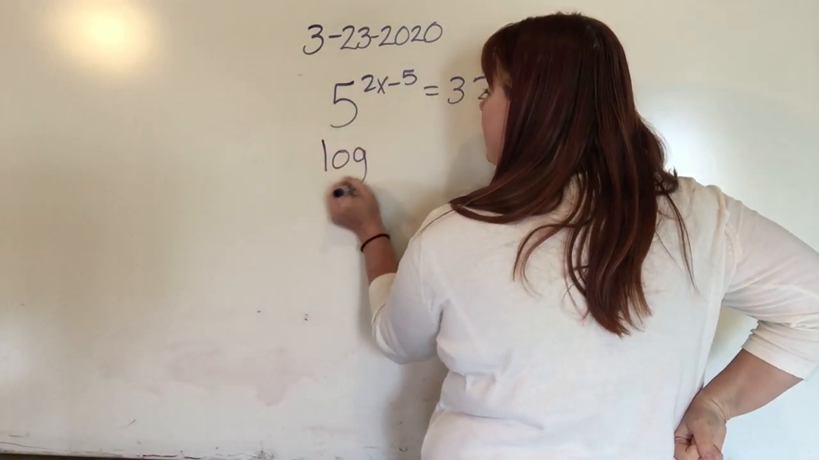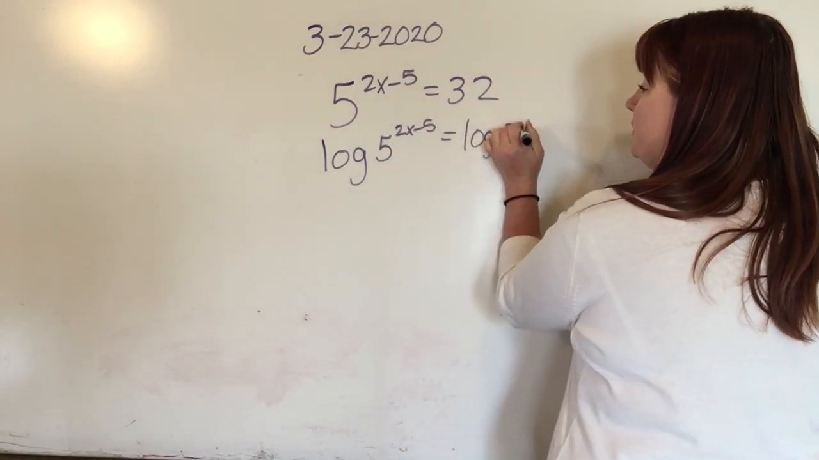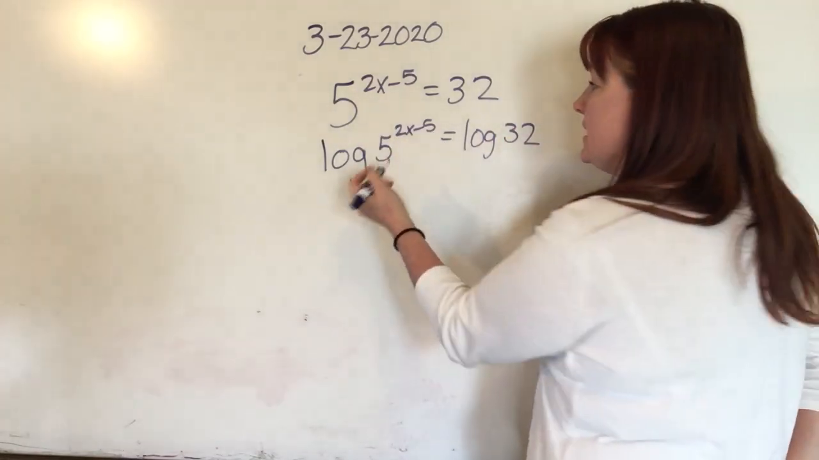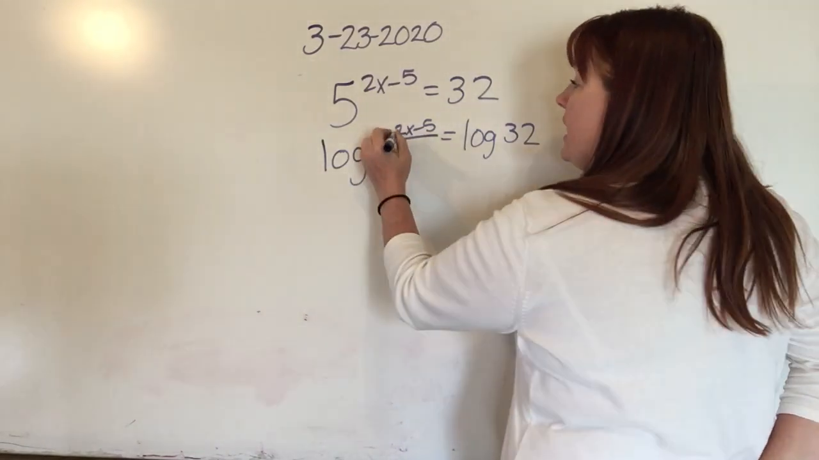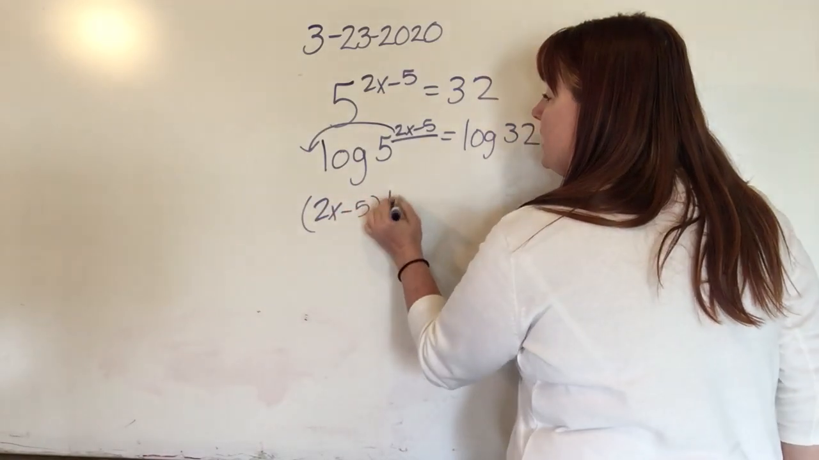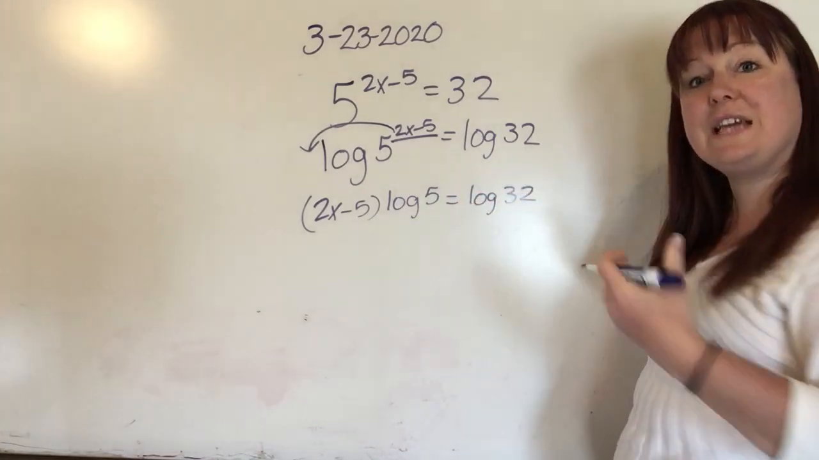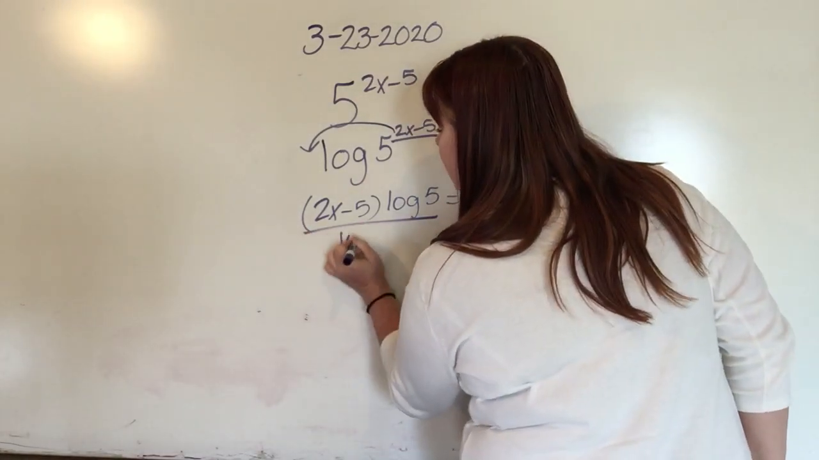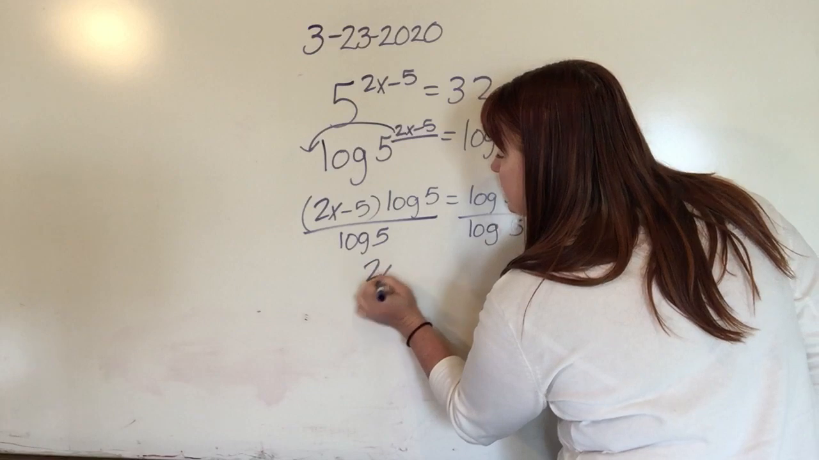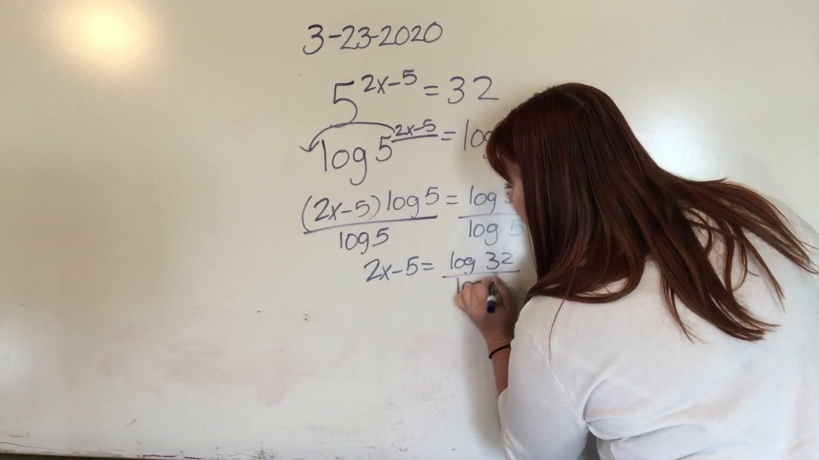So this is log of 5 to the 2x minus 5 equals log of 32. All right, now my log rules tell me I can take anything that's in the exponent and move it out front. So now I have 2x minus 5 times log of 5 equals log of 32. Now I need to get x by itself, so I'm going to divide both sides by log 5. And I get 2x minus 5 equals log 32 over log 5.